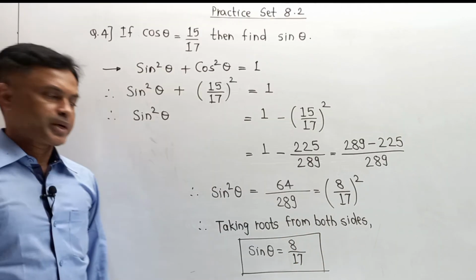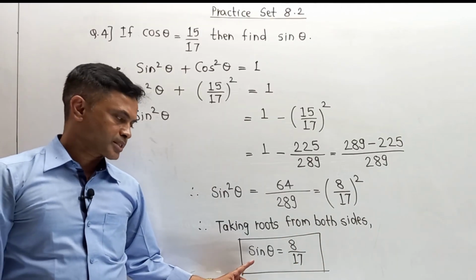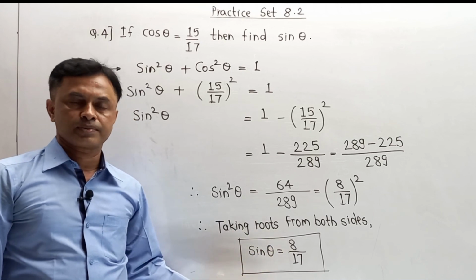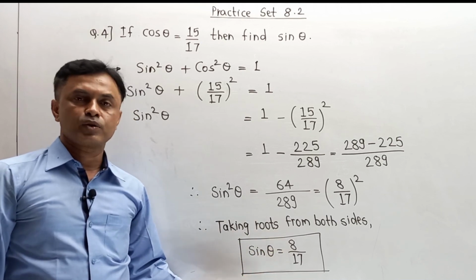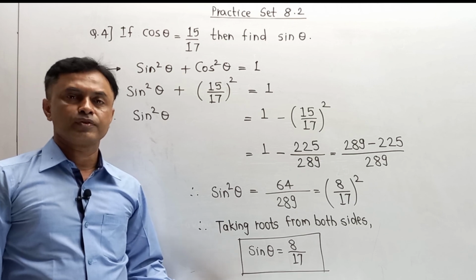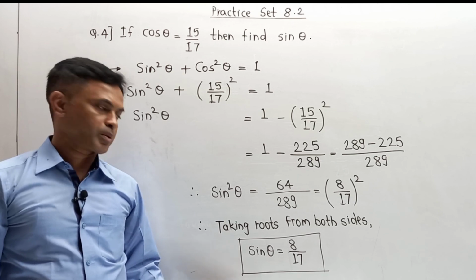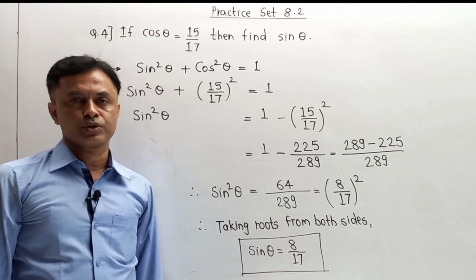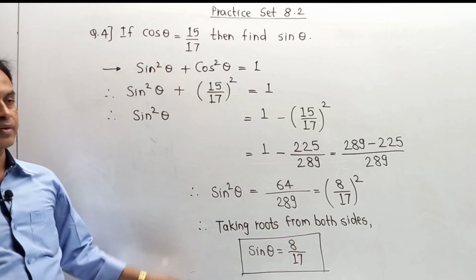Once again student, please pay attention. A number of students are asking why we are not taking plus or minus. The reason is that for sin, cos, tan we are taking the angle between 0 to 90 degrees, means in the first quadrant, and in the first quadrant sin, cos, tan all values are positive, so we consider only the positive value. And in this way we can complete the part.